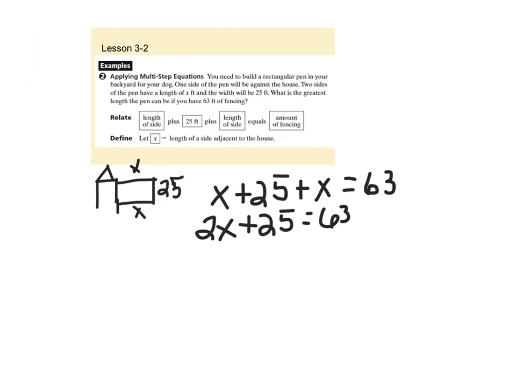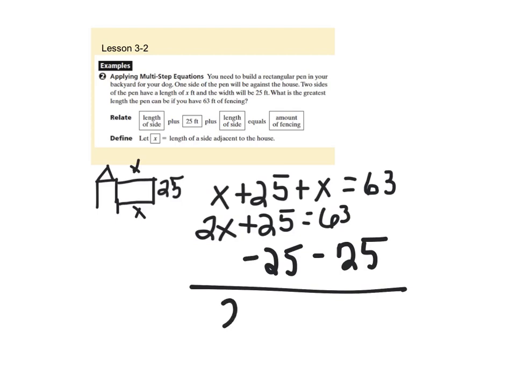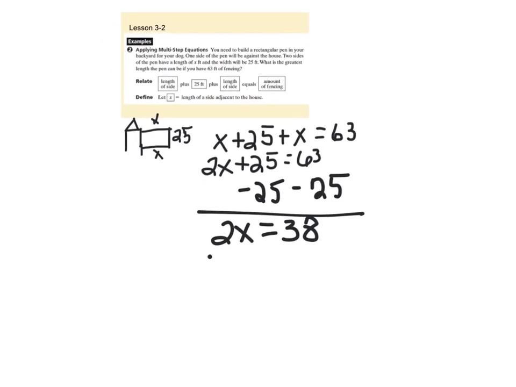We're then going to subtract 25 from both sides, and we're left with 2x equals 38. We're going to divide both sides by 2, and we get x equals 19. So the maximum fence length we can build for our dog is 19 feet.